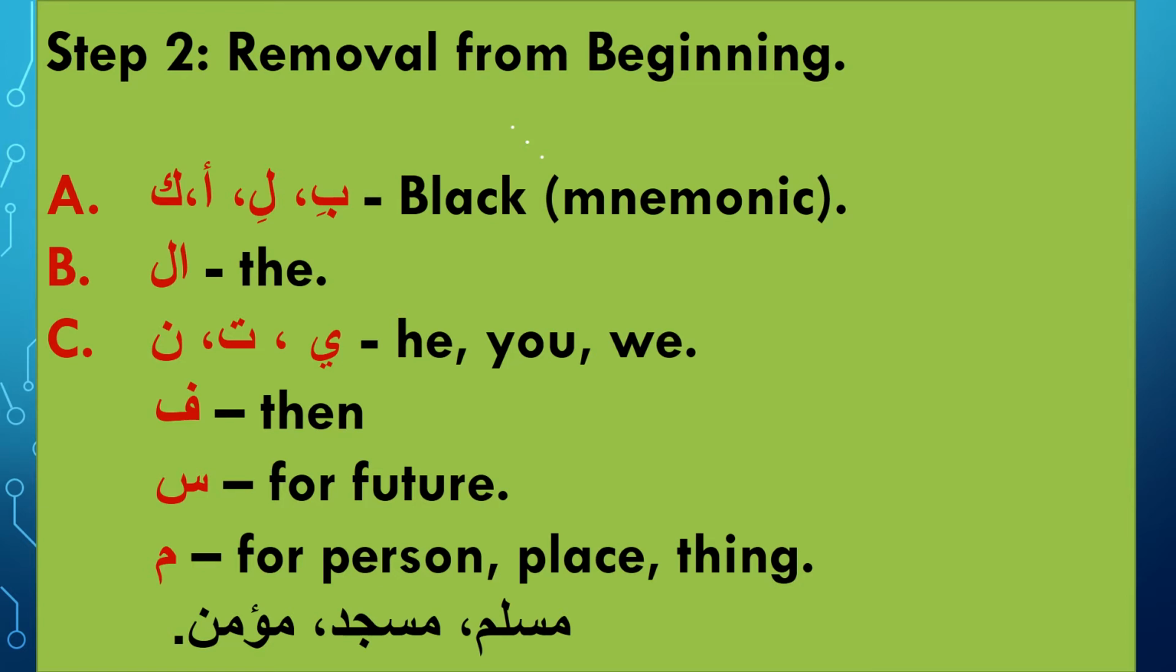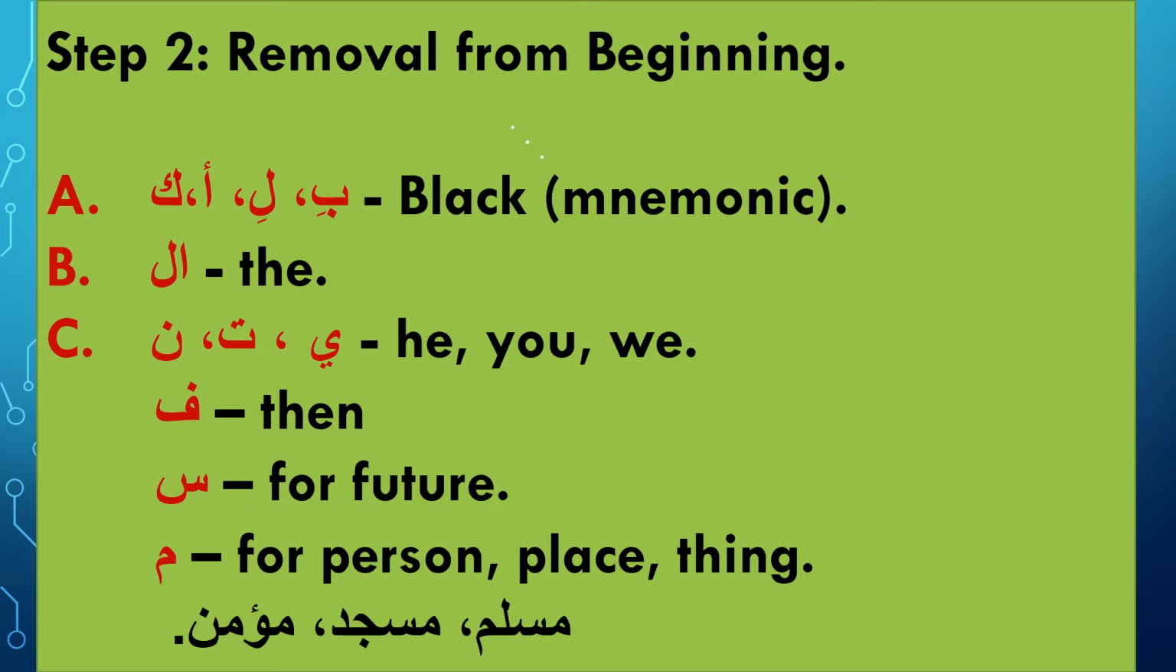And finally remove ya, ta, na, sa, ma, fa. Ya, ta, na we have already read in fa'ala, fa'alu, fa'alta, fa'altum, and you know its meaning. Seen is used to indicate something of future, or similarly mim is used to indicate place, person or thing. Salama means to submit. Muslim means person who submits. Sajda means to do sajda, and masjid means place where we do sajda. Iman means to believe. Mu'min means person who believes. So mim is used to indicate person, place or thing. Fa we have already read. Fa means then.